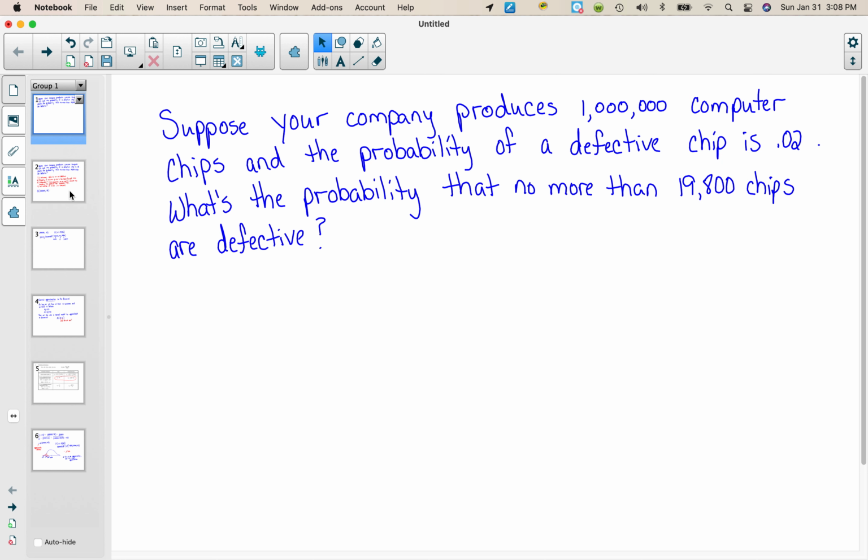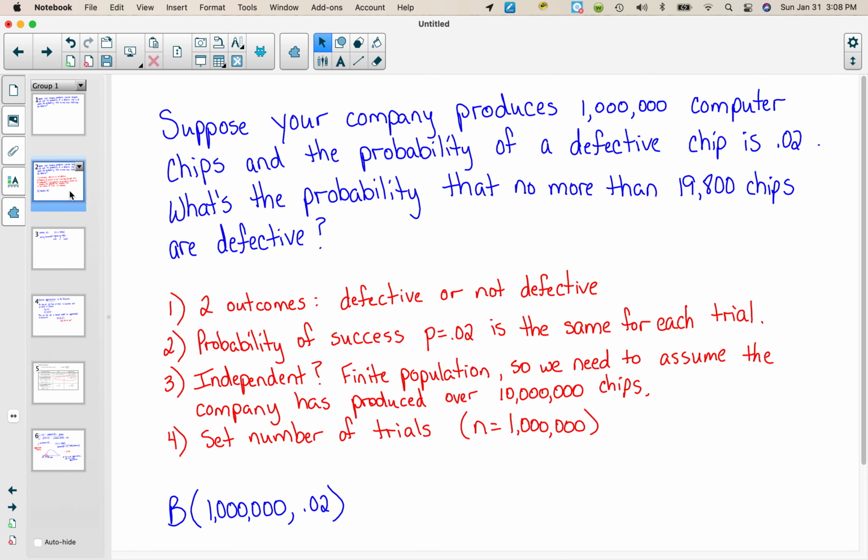So if we take a look at this situation, notice we have two outcomes. The chips are either defective or not defective. The probability of success, p equals 0.02, which is our defective chip, is the same for each trial. The question of independence, we do have a finite population. It is very large, but we have a finite population. So we need to assume that the company has produced over 10 million chips. I don't know if that's reasonable or not, but we're going with it because I want to show you something that we needed to have some large numbers for.